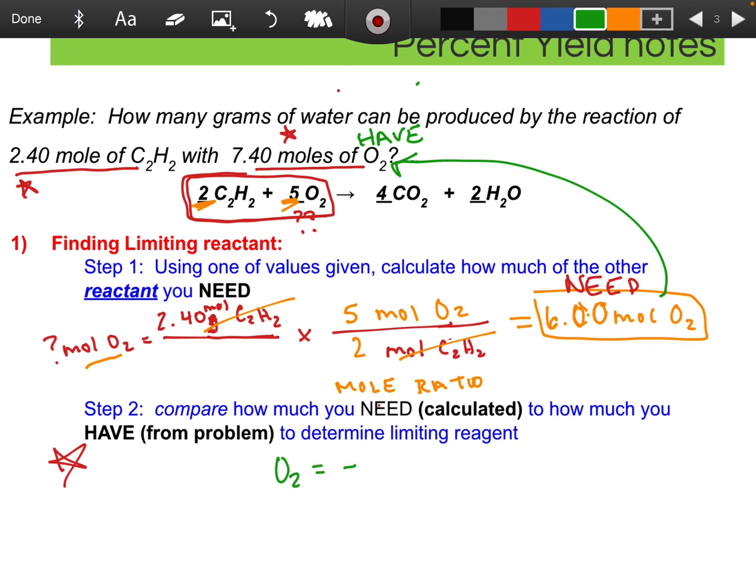So since we have extra O2, that is going to be our excess reactant, which then by default, if O2 is our excess reactant, then C2H2 is going to be our limiting reactant.